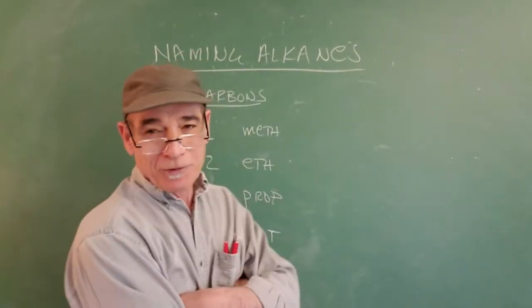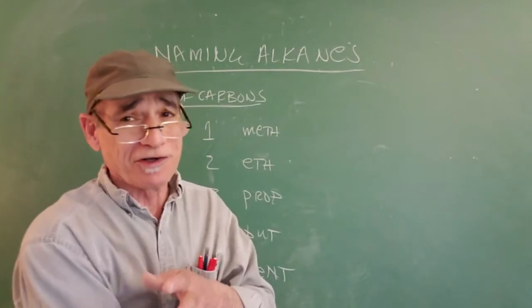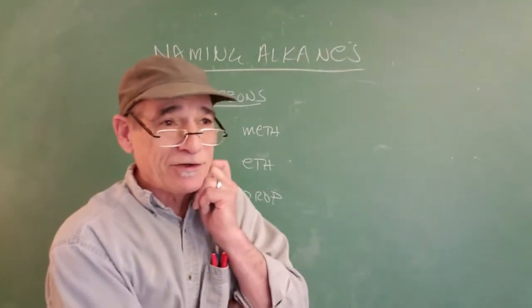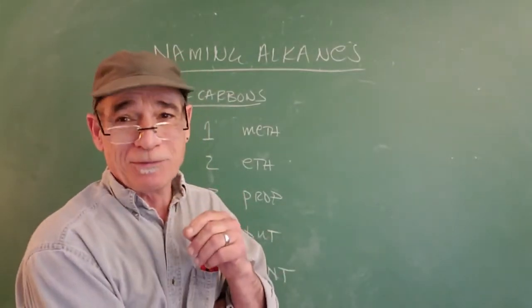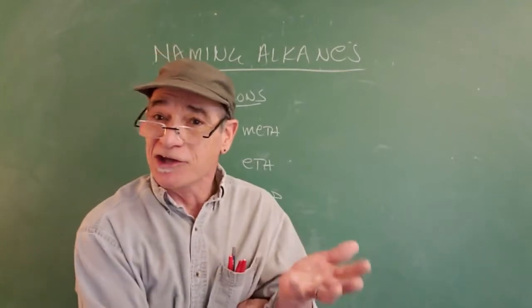I kind of like the way they figured out this system for naming organic compounds because they all look very similar. And so you had to have a systematic method for naming them. And the International Union of Pure and Applied Chemistry came up with this system. So they call it the IUPAC method, IUPAC.